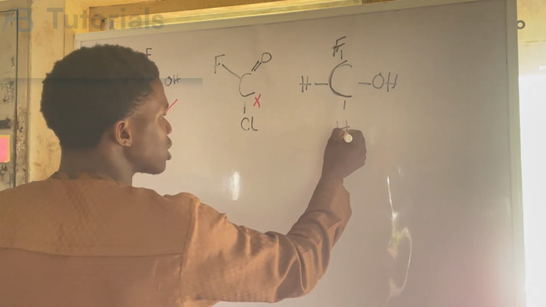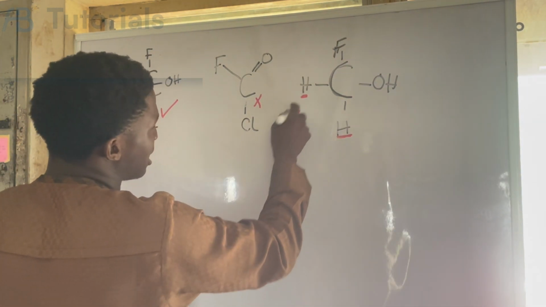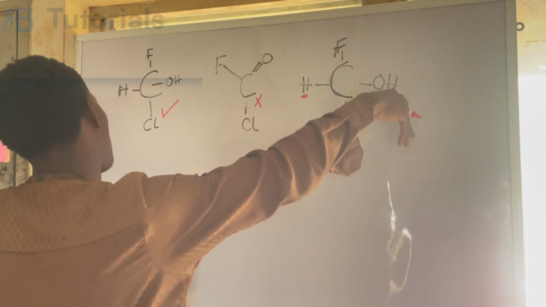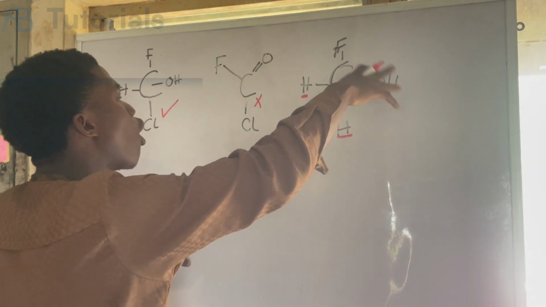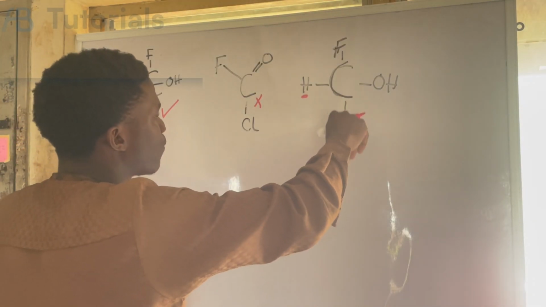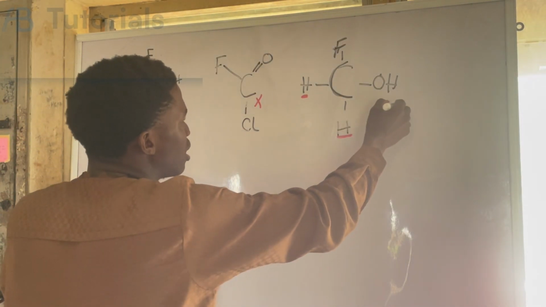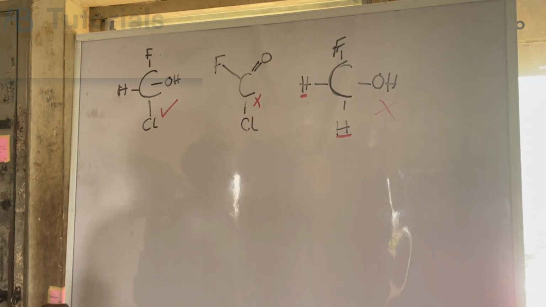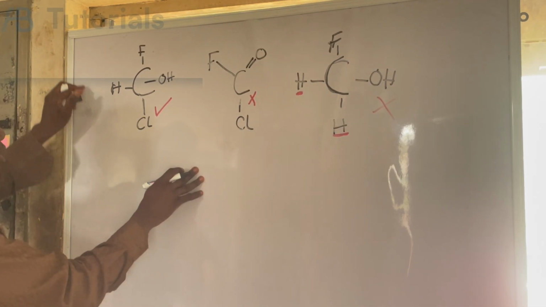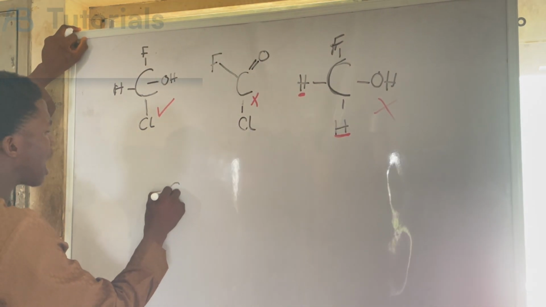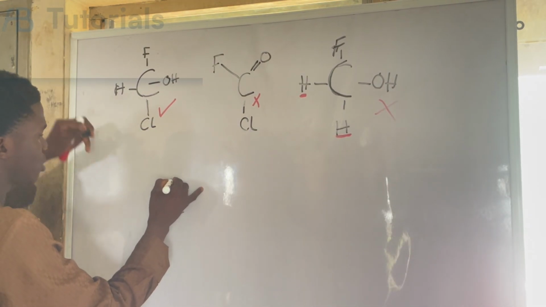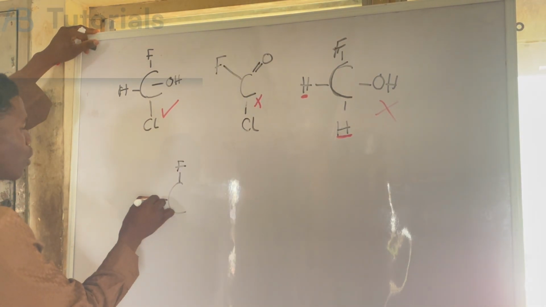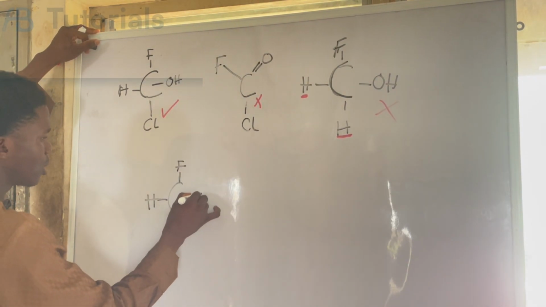What about this? This is also not a chiral carbon. Why? Because it has 2 groups that are the same, which are hydrogen and hydrogen. Though it has 4 groups attached to it, all the 4 groups are not different. This hydrogen and hydrogen look alike. So this also is not a chiral carbon. So this is the only chiral carbon. And one thing again about chiral carbon is that chiral carbons do form mirror images. Okay.